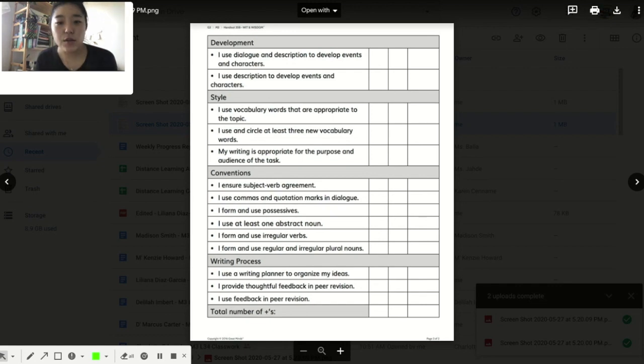Don't worry about circling at least 3 new vocabulary words. I will be looking for those words on my own as I'm grading your work, so do not worry about that. And your writing is appropriate for the purpose and the audience of the task, your audience being your teachers, as well as the purpose is to be able to write a narrative writing piece.